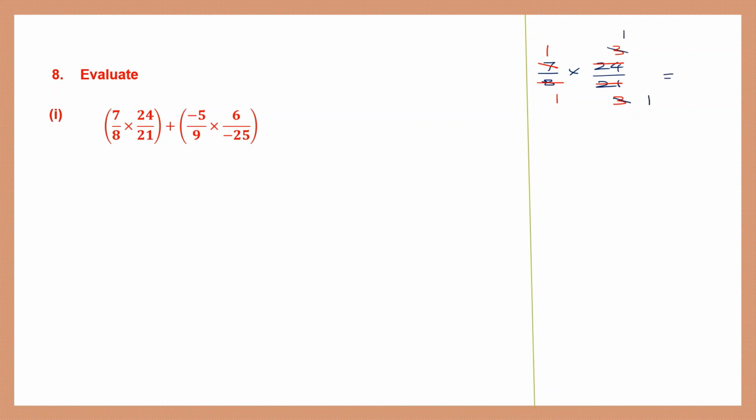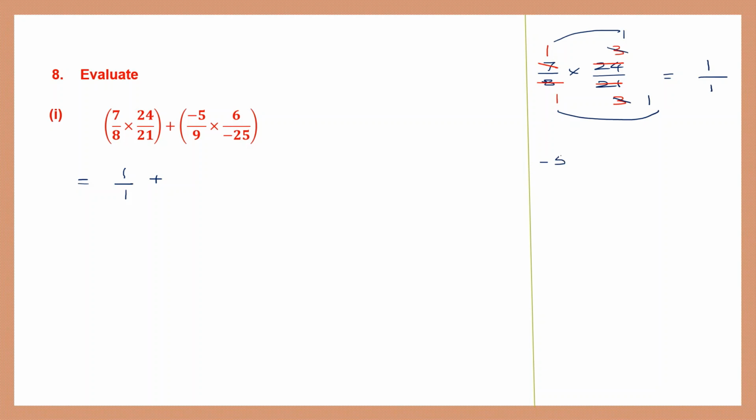So what do I have in the numerator? 1 into 1 is 1. And in the denominator, 1 into 1 is 1. So let's write it here. So we have 1 by 1, which is actually 1. But we'll leave this here now and work out the other one. The other set of brackets.